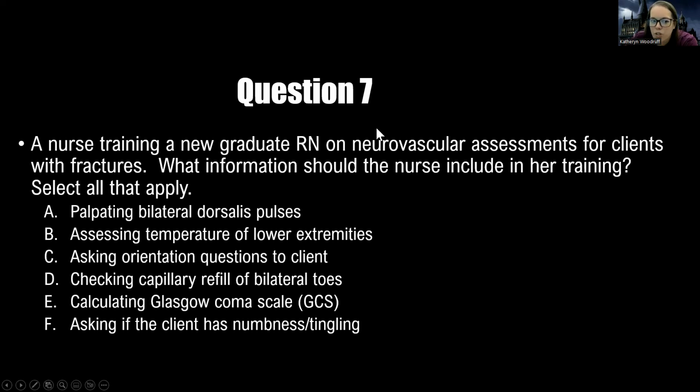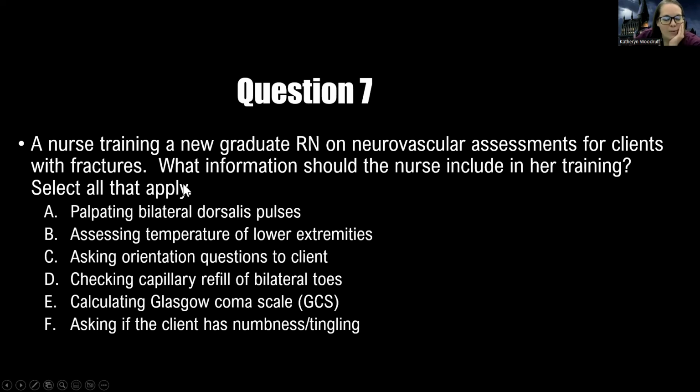So everyone kind of gets confused by this. It says neuro and then vascular, so it's not just a neuro assessment. It's not neuro like this. It's neurovascular. So it's talking about my 6 P's and 1 C. So it's a client that has had a fracture. So what should we include?